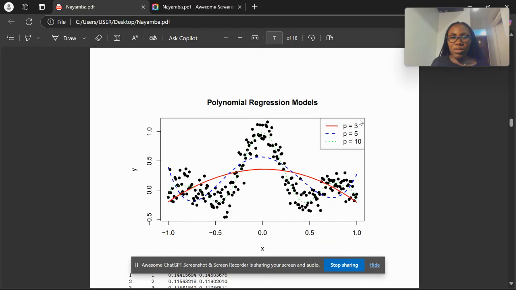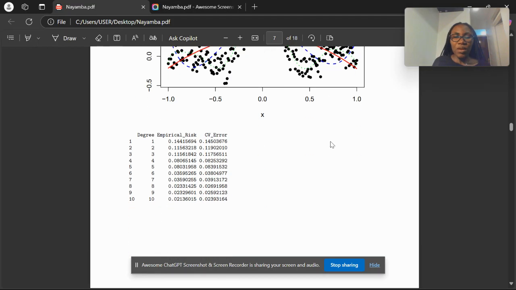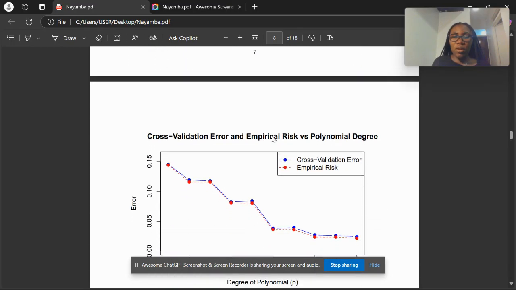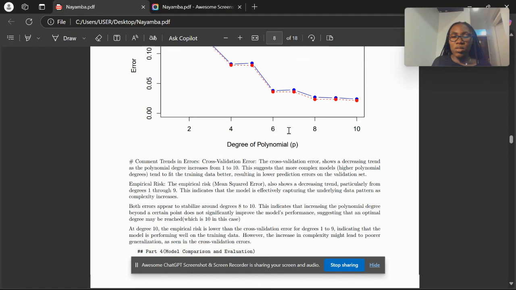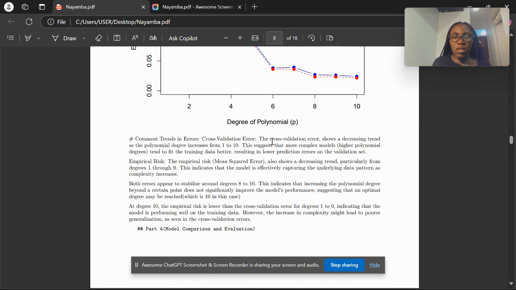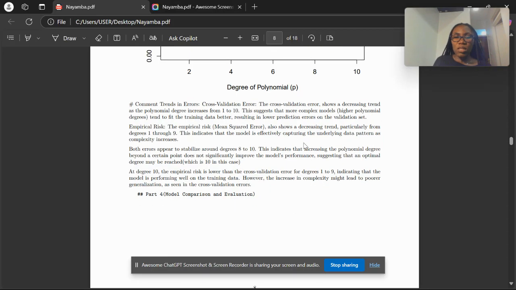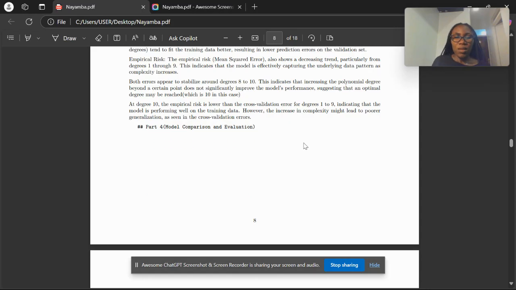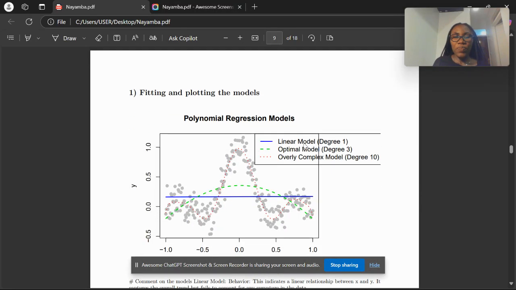This is a comparison of the regression models considering degrees 3, 5, and 10. I also computed the empirical risks and the cross-validation error and plotted the cross-validation error and empirical risk versus the polynomial degree, which is 10. And from the plot, we can see that at degree 10, the empirical risk is lower than the cross-validation error for degrees 1 to 9, and that indicates that the model is performing well on the training data. But that doesn't necessarily mean it is going to perform well on data it has not seen.